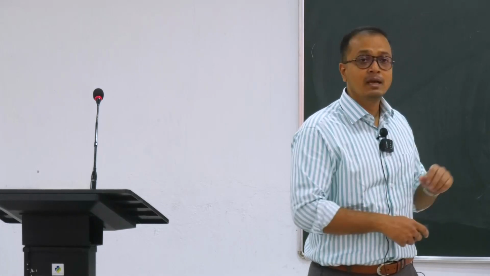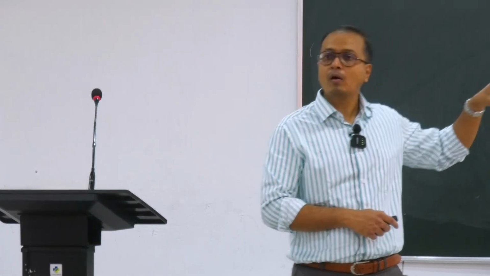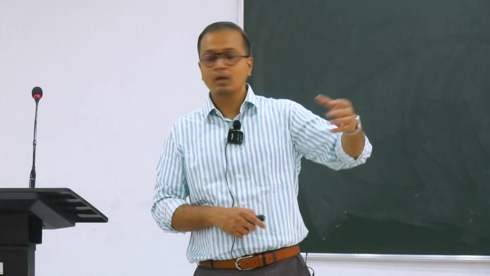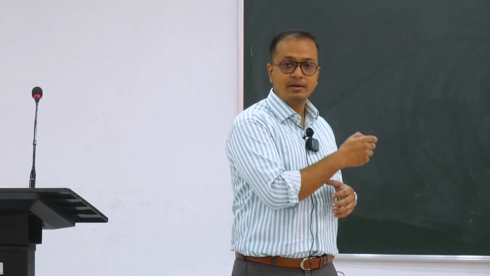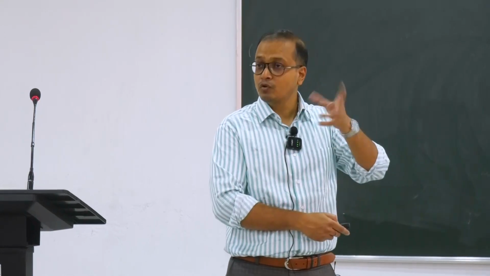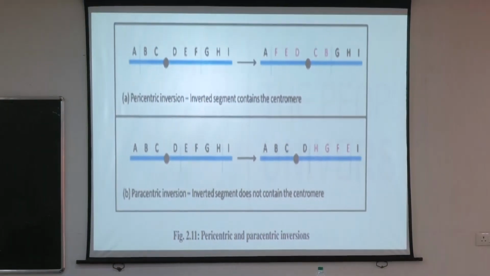So, this happens if you have a chromosome breakage involving the centromere or excluding the centromere. We call this breakage a pericentric inversion or paracentric inversion, depending on whether the centromere is involved in it or not. So, let us talk about this particular example over here.